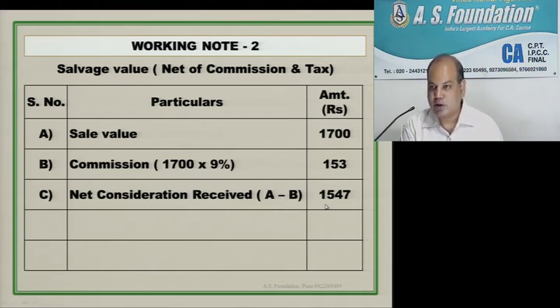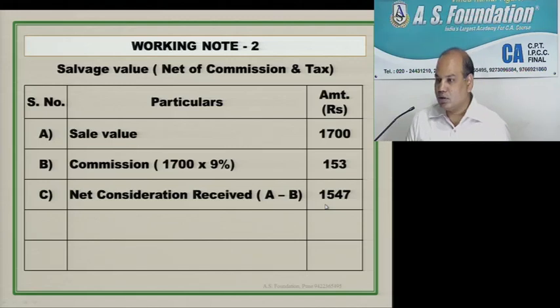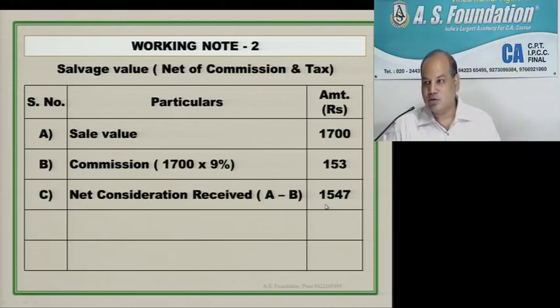What is the book value of the computer after 5 years? WDV of the computer after 5 years is 0. The full computer cost you have written off. Sale value after paying commission is 1,547, and book value is 0. So how much is the profit on sale? The same amount is also your profit.